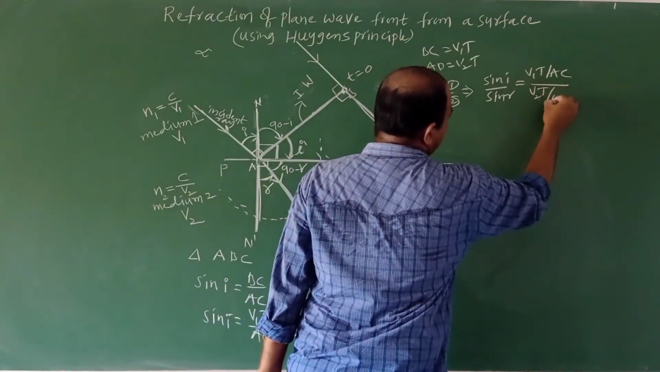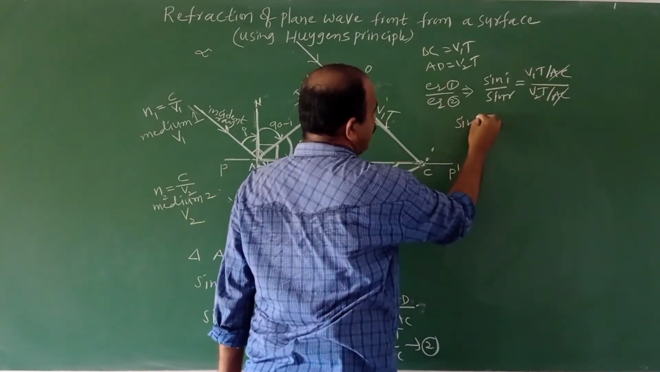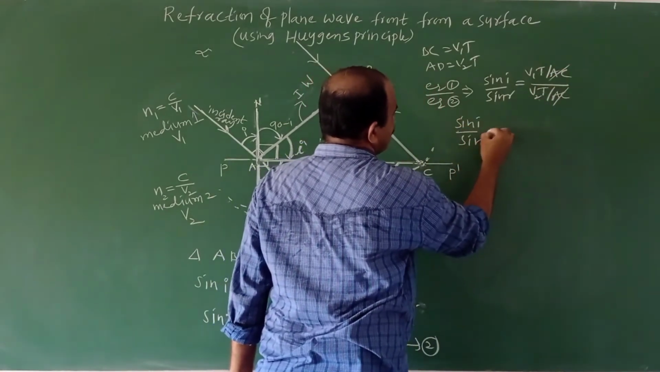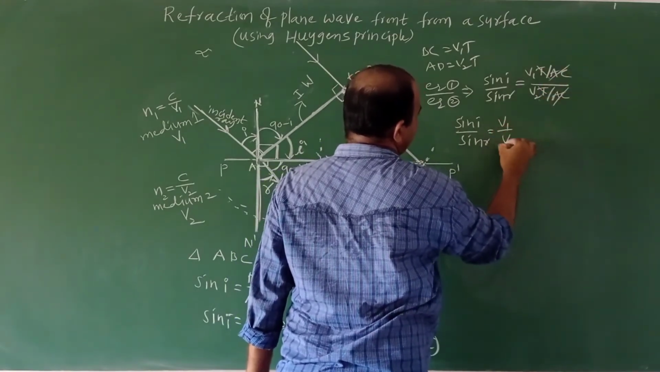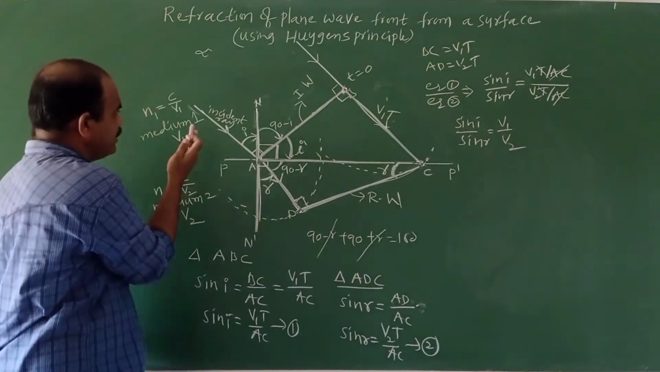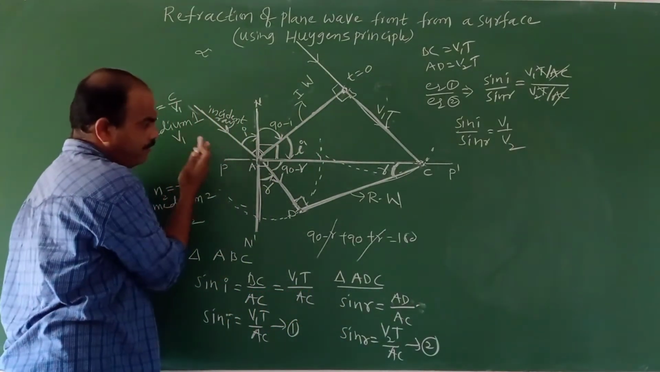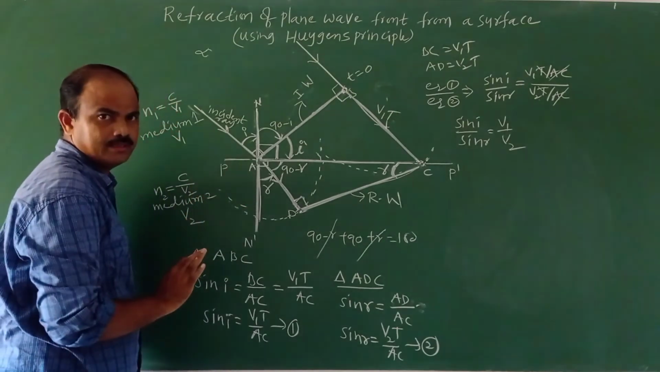V1 by V2: this AC will be cancelled. Then what you get? Sin i by sin r. So this t is also cancelled. Then what you get? V1 by V2. V1 is the velocity of the light in the first medium and V2 is the velocity of the light in the second medium. That's why they cannot be changed.